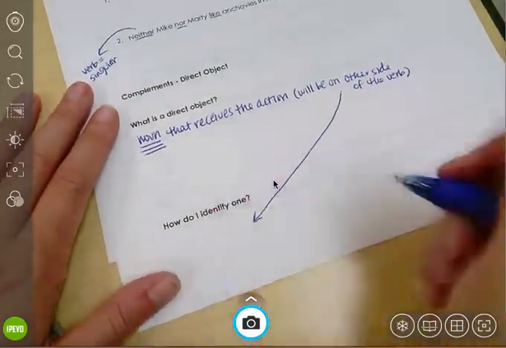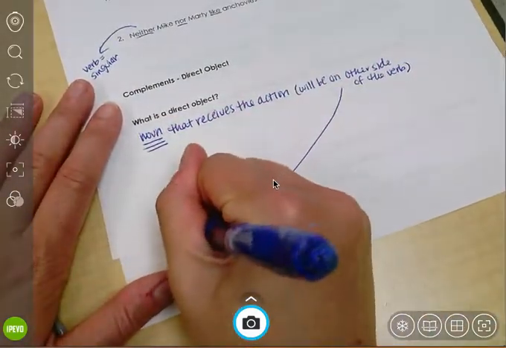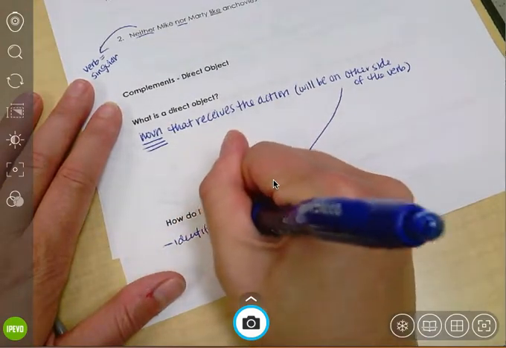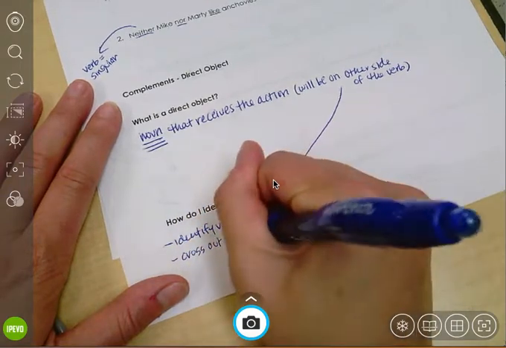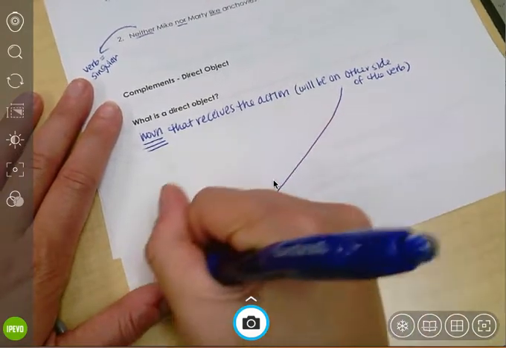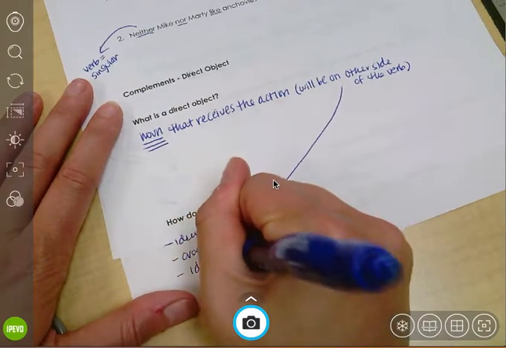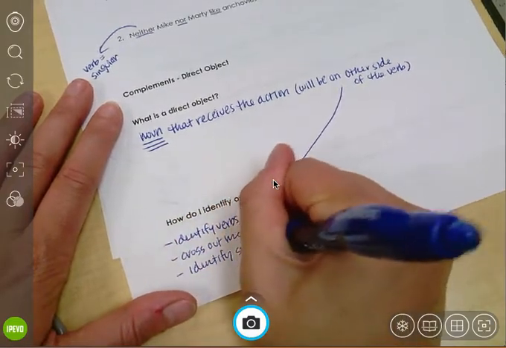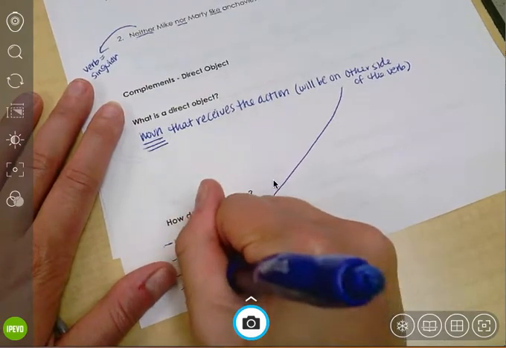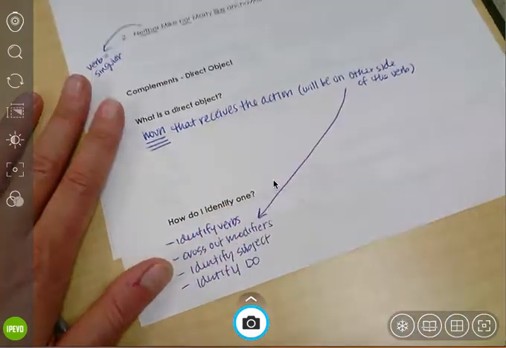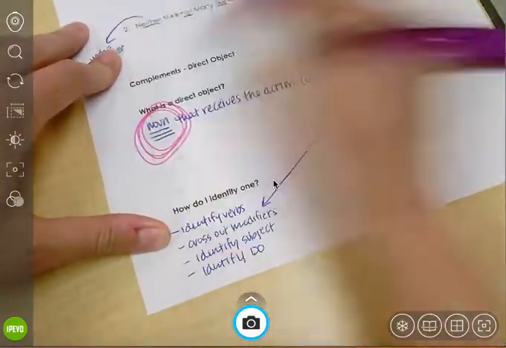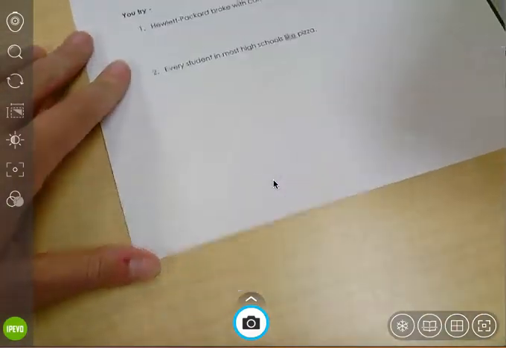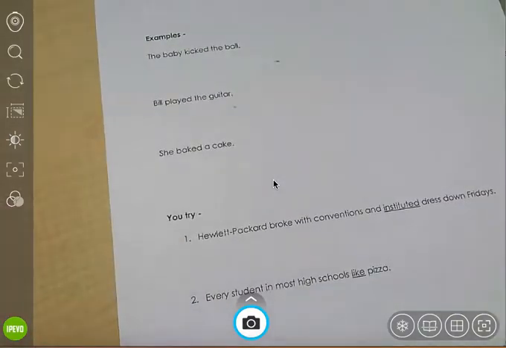You're going to go through, and I would identify the verbs first. Cross out modifiers. Identify subject, and then identify the direct object. Awesome. Remember, it's always going to be, and I'm even going to circle it in pink for you, noun. Awesome. All right, so let's try a couple really easy ones.